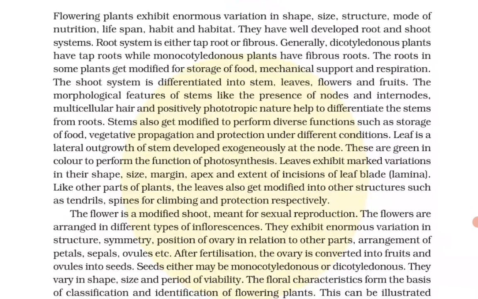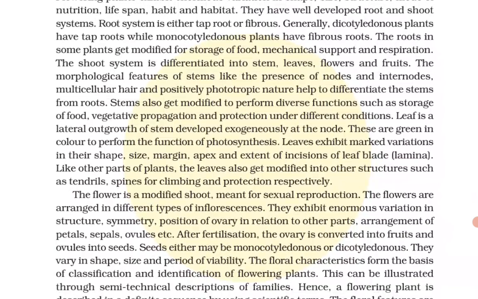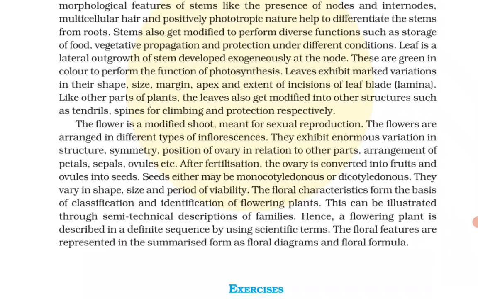Stems also get modified to perform diverse functions such as storage of food, vegetative propagation, and protection under different conditions. Leaf is a lateral outgrowth of the stem developed exogenously at the node. These are green in color to perform the functions of photosynthesis. Leaves exhibit marked variations in their shape, size, margin, apex, and extent of incisions of leaf blade lamina. Like other parts of the plant, the leaves also get modified into other structures such as tendrils, spines for climbing and protection respectively. The flower is a modified shoot meant for sexual reproduction.